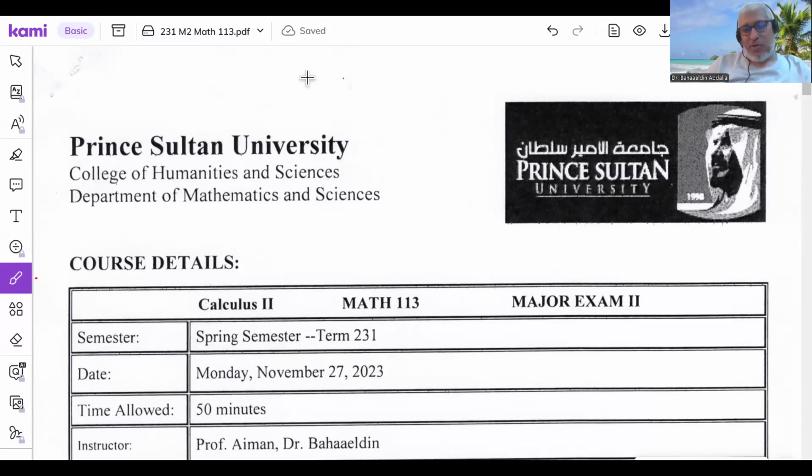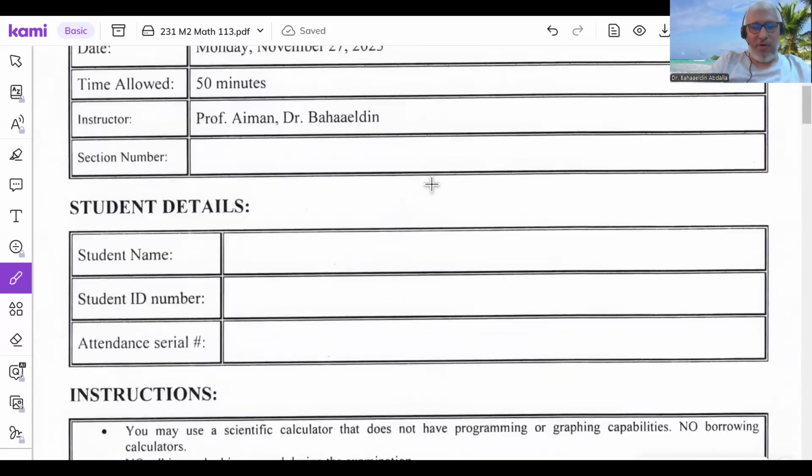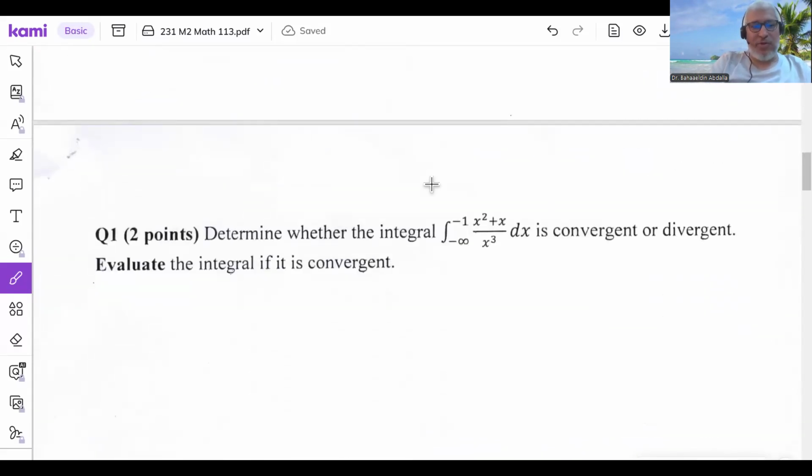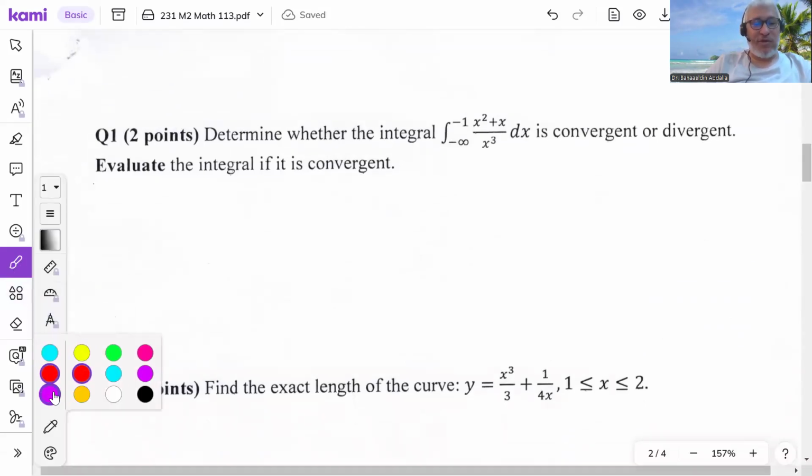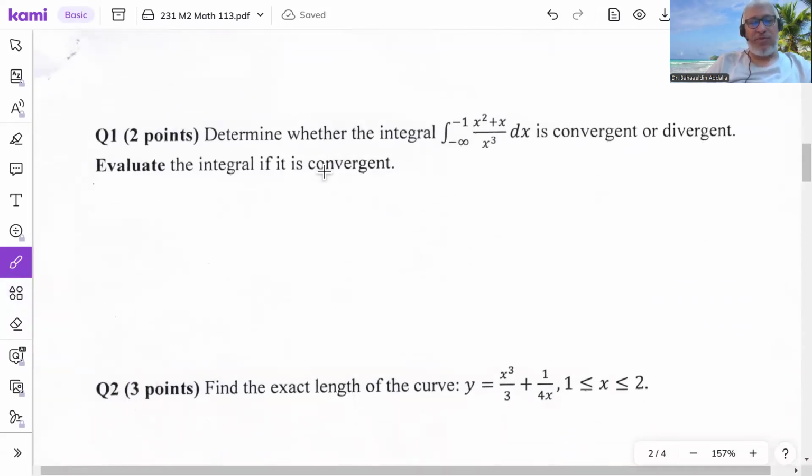This is Calculus 2, Major 2, Term 231. Let us have a look at the exam and solve it together. The first question is about an improper integral: determine whether the integral is convergent or divergent. Evaluate the integral if it is convergent.